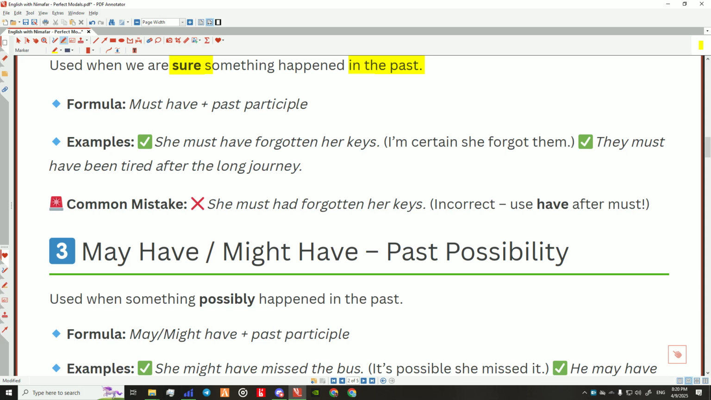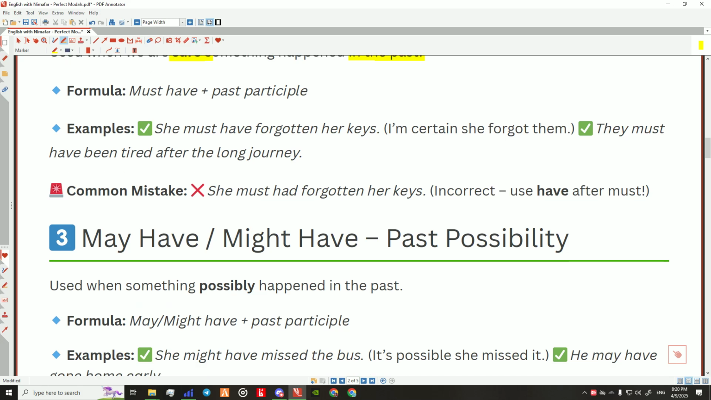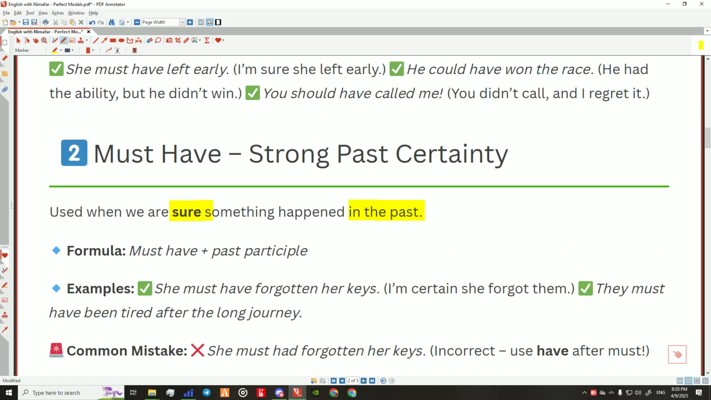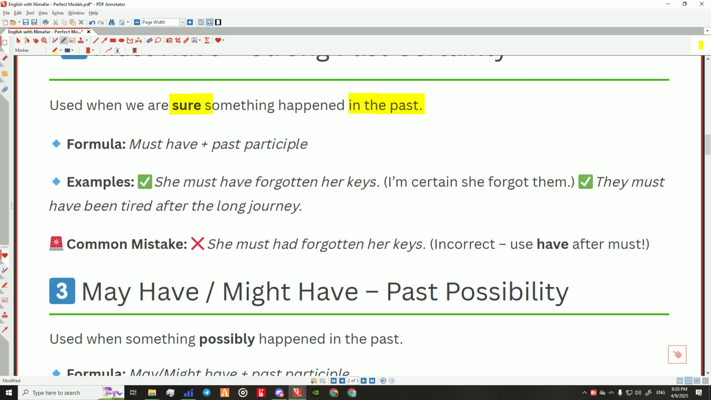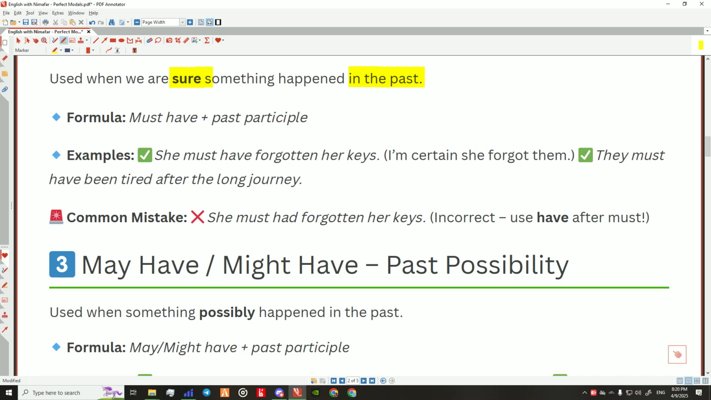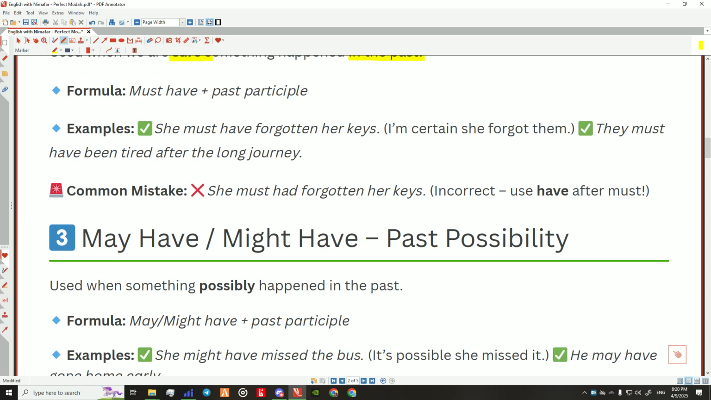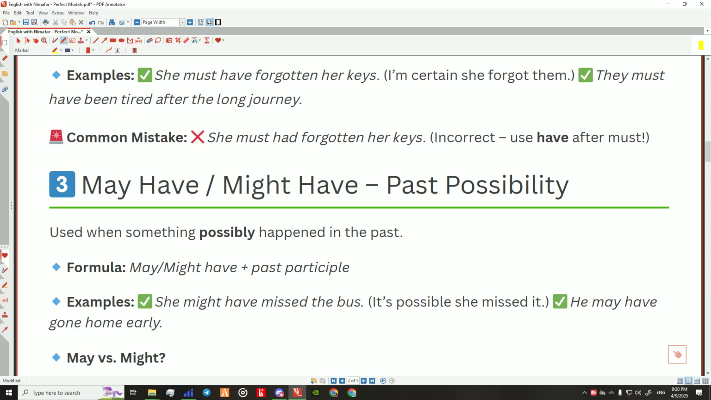Something our friend says is correct. So may have or might have for past possibilities. So far we talked about strong past certainty, like you are sure, 100%, 99% sure, almost sure that something happened in the past. But here you're not sure. We use it when something possibly happened. We don't know. We just think. Probably. No idea. We cannot guarantee that. We cannot say, yes, I am sure. No, we're not sure in this case.